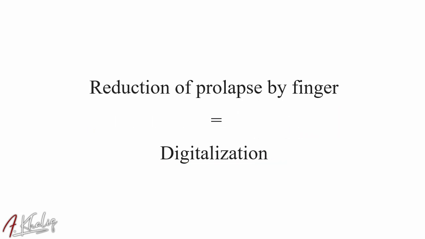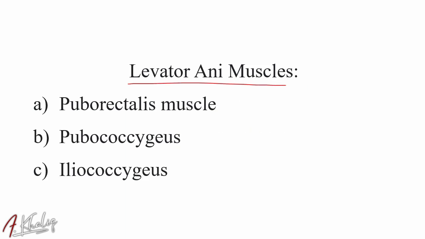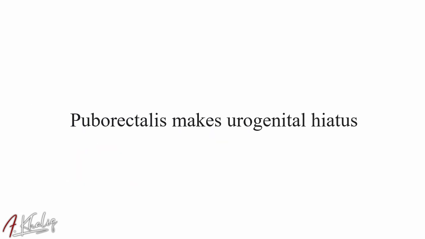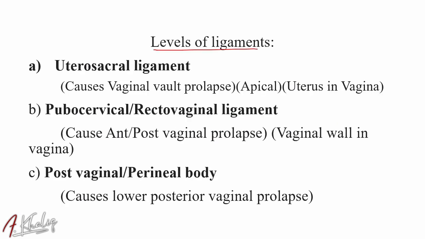Digitalization is defined as the reduction of prolapse by the fingers. The levator ani muscle is made up of the puborectalis, pubococcygeus, and iliococcygeus muscles. And the puborectalis muscle is going to make the urogenital hiatus. If you talk about the levels of ligament, you have the uterosacral ligament, and this is going to cause vaginal vault prolapse, or you can say apical prolapse. It means the uterus is going to prolapse into the vagina.